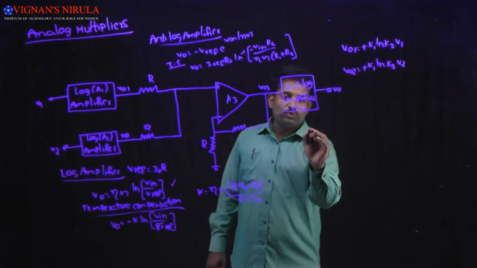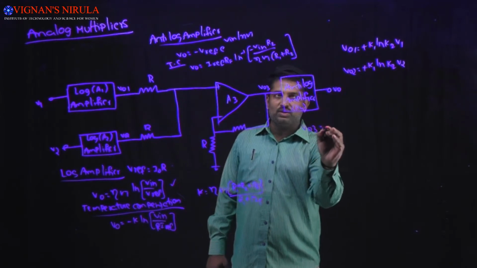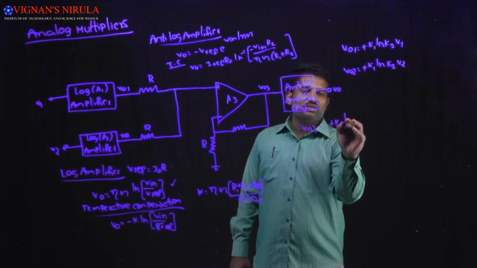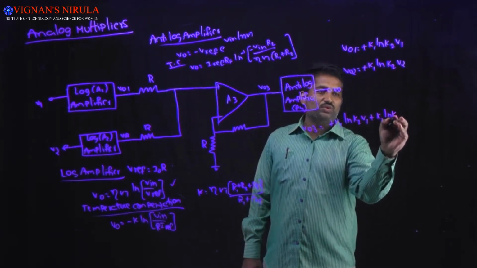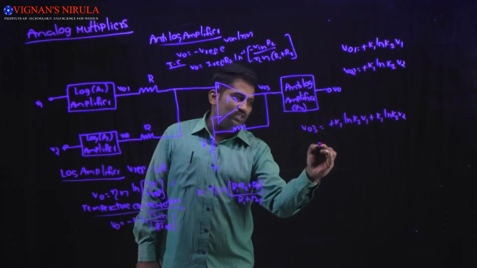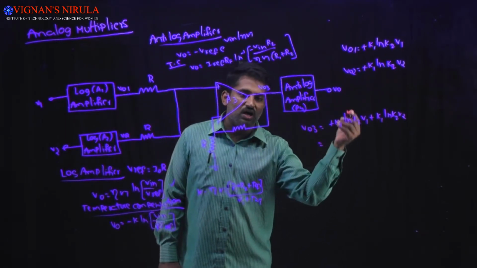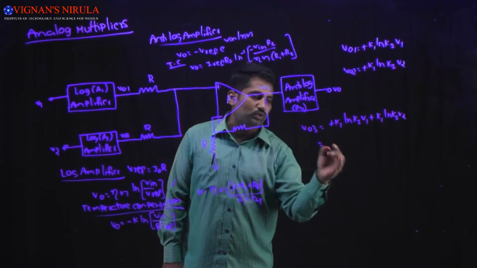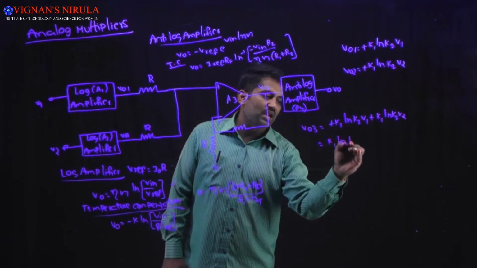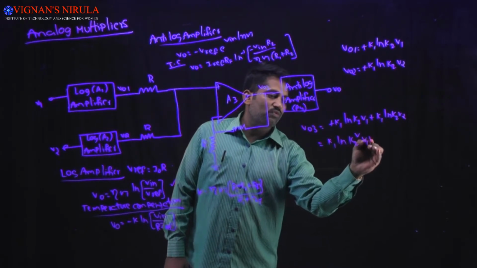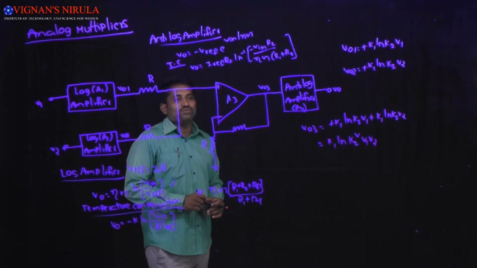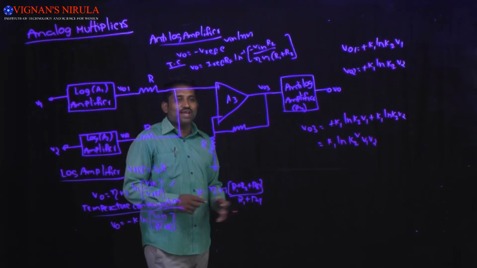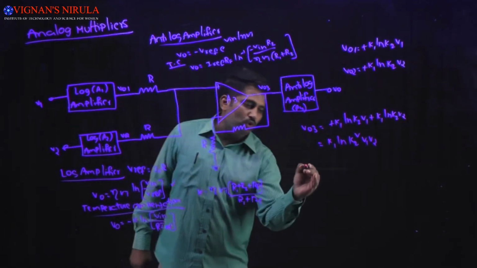So output voltage V03 will be equal to plus K1 into ln of K2 into V1 plus K1 into ln of K2 into V2. From this, log A plus log B is taken as log of A into B. So K1 into ln of K2 square into V1 into V2, which is nothing but V03. That voltage will be applied as an input to the anti-logarithmic amplifier. So finally, we are going to get the output voltage.